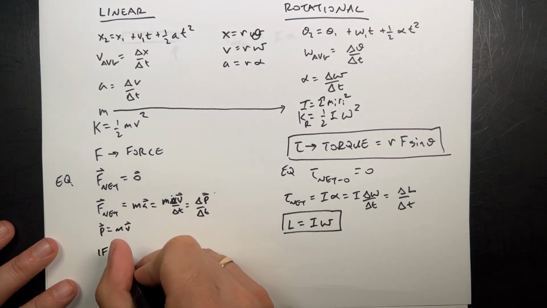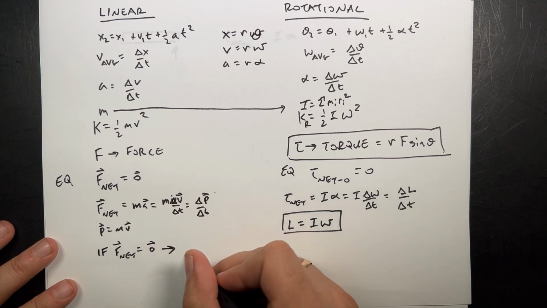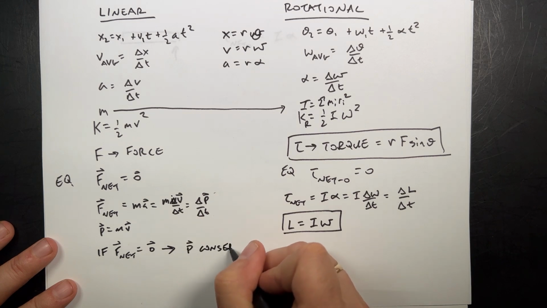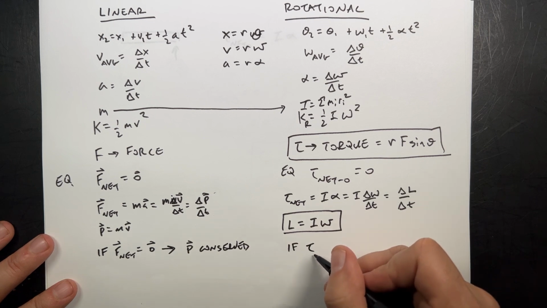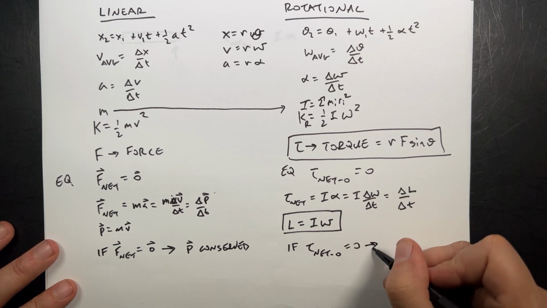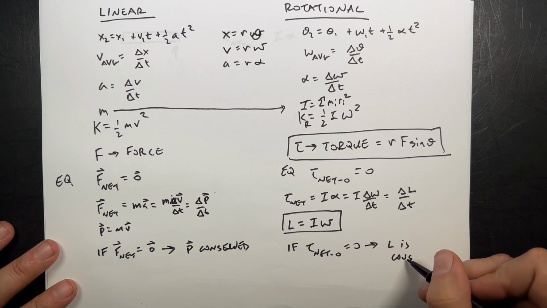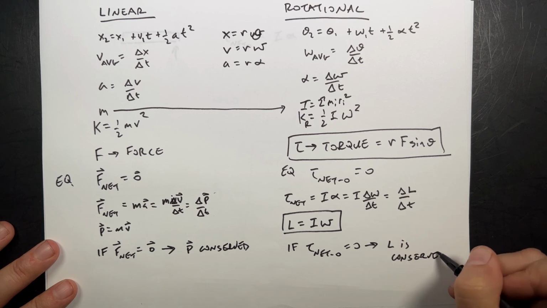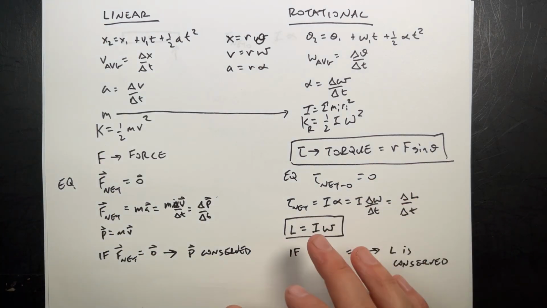If F net is 0, then P is conserved. If torque net about O is 0, then L is conserved. Isn't that the whole page, nice? I like that page, because it shows all this stuff and just a new way to do it.